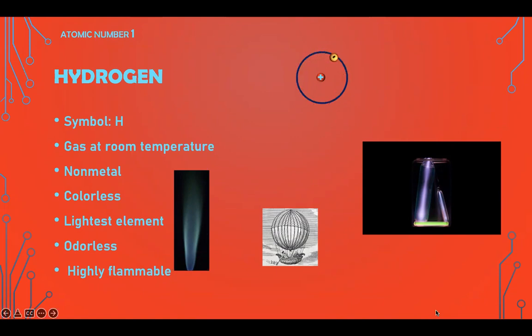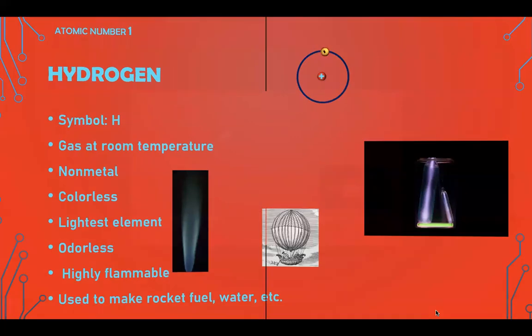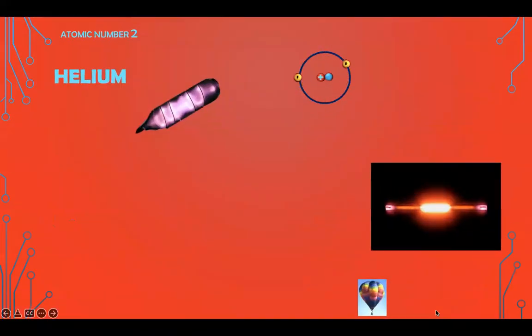Hydrogen was earlier used in hot air balloons, but now it has been discontinued because it is highly flammable and it might ignite in air. Hydrogen today is used to make rocket fuel, water, it just forms water, etc. We come to the second element now, which is way safer, helium.